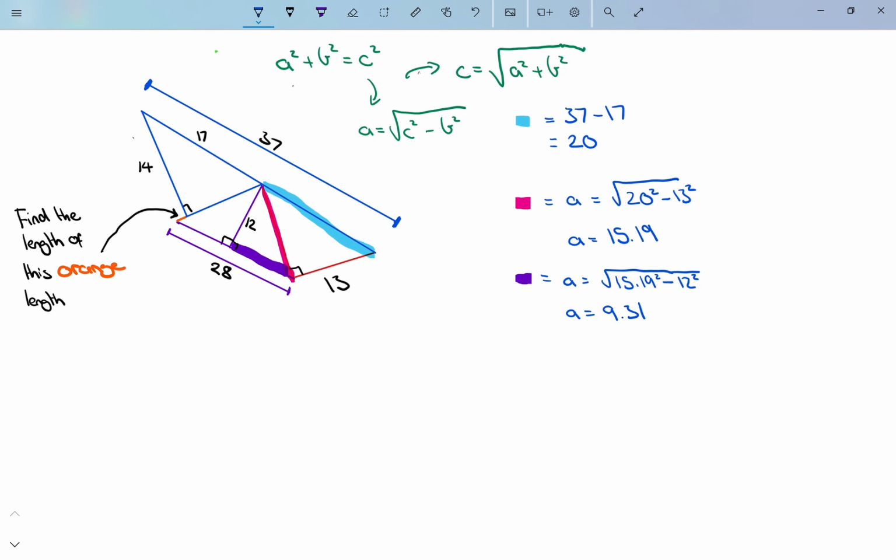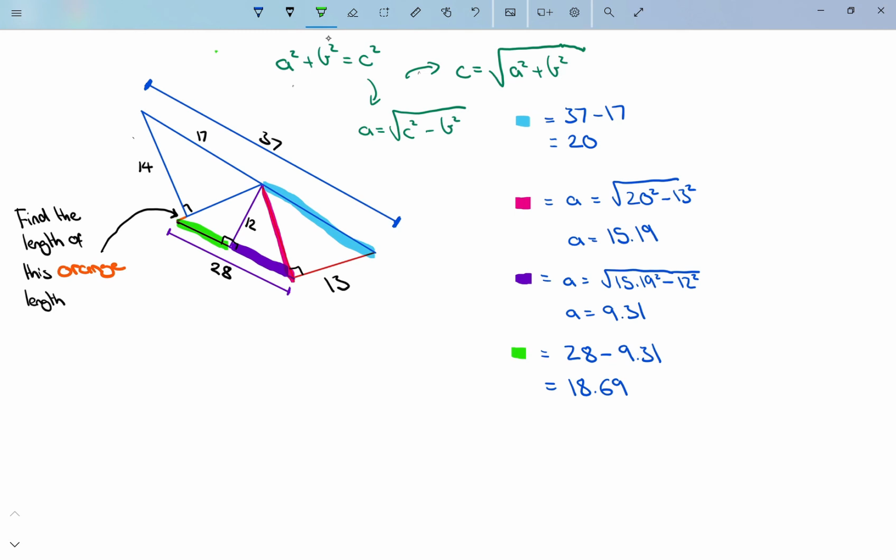And now that we have that, we can find the length of that other side of that right angle triangle, or sorry, the other half of that triangle, so the green that I've just highlighted. And that'll simply be the green length equals 28 minus 9.31. Okay, so again, this whole thing just builds on the results that we already have. So 28 minus 9.31 equals 18.69. Okay, and now we're getting to those last couple of calculations.